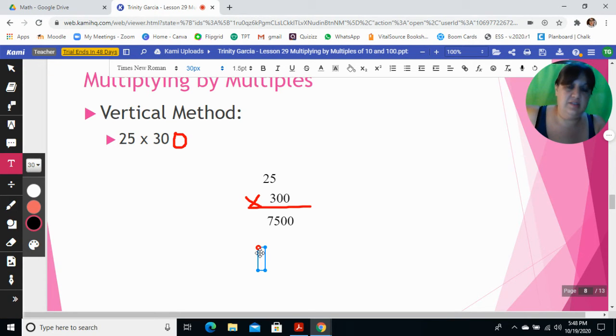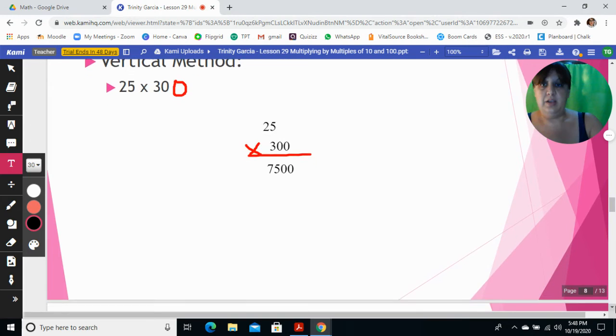I was just sleeping there for a second. Ignore that. Go ahead and do the problem. 3 times 5 is 15. Drop the 5, carry the 1. 3 times 2 is 6 plus 1 equals 7. There you've got your problem. Sorry about that. All right.